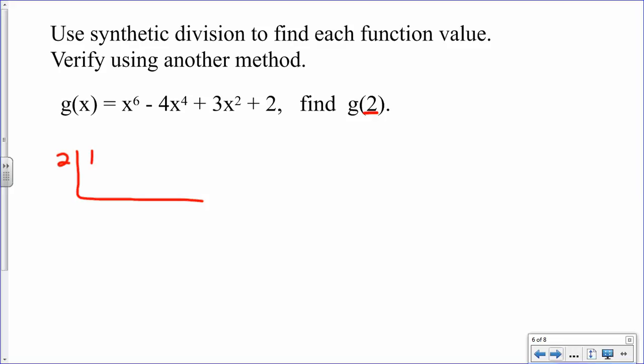So that's 1x to the 6th. Okay, then what would I have after 1? Good, 0x to the 5th. Negative 4x to the 4th. And then 0x cubed. 3x squared. 0x. And then 2. Okay, so practice this one again. This one, you do get a remainder, but it's not really big.